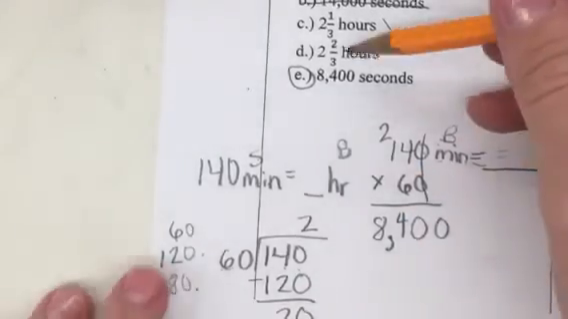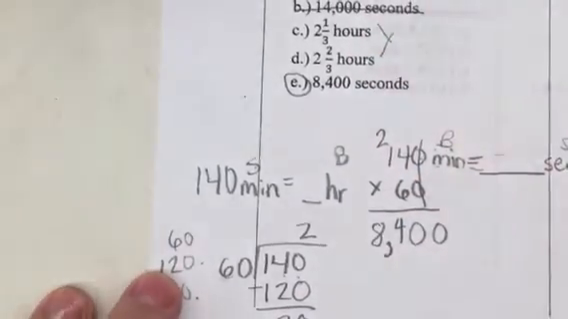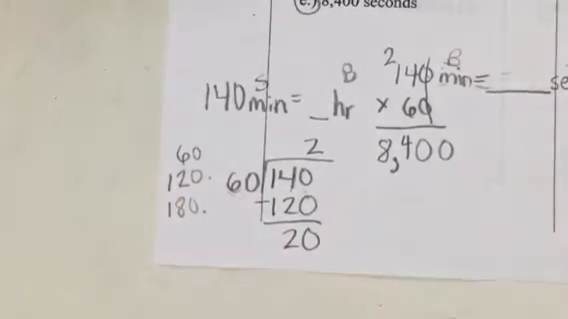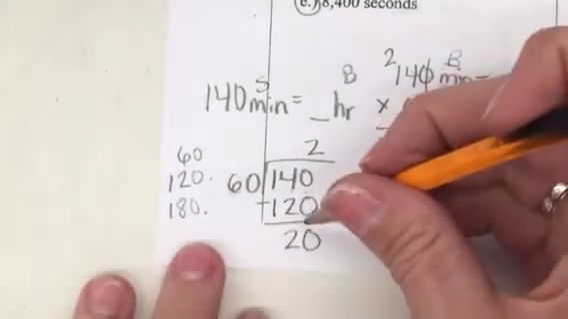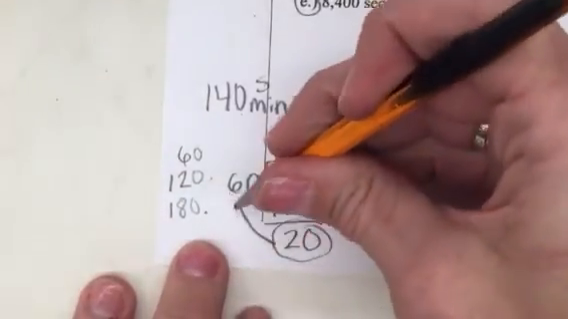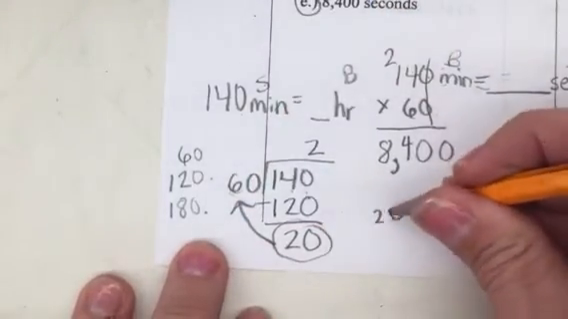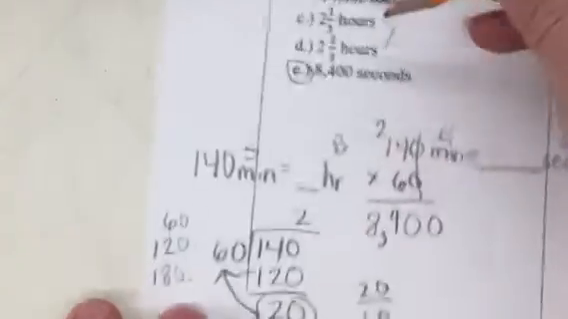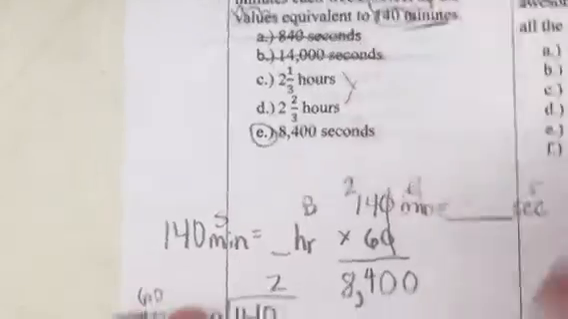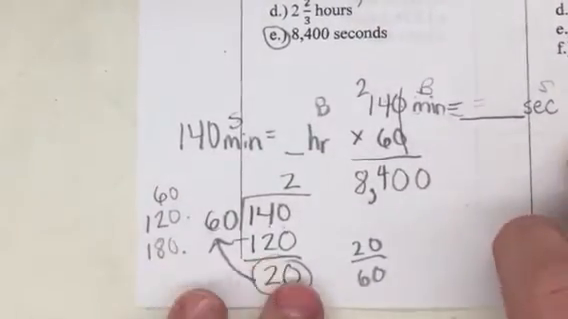Now I know that I don't have anything over here with 20 minutes, and I know that in 5th grade we take that remainder and we express it as a fraction. So that remainder goes over your divisor as a fraction, 20/60. Again, on my answer choices, I don't have anything as 20/60, so I need to turn it into an equivalent fraction.